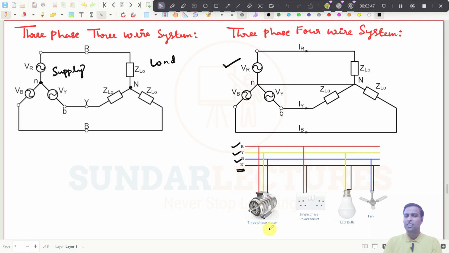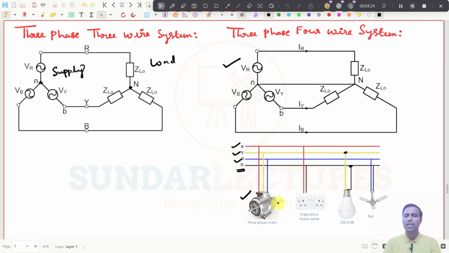See, if it is a 3-phase induction motor, then obviously R, Y, B will be there. You can directly connect R, Y, B, so that this 3-phase induction motor will run. And if you want to connect a single phase load like a fan or TV or a light, what we can do is connect one phase and connect it from the neutral. So this is the advantage of the 3-phase 4-wire system. We can use it for commercial purposes, and you can also use it as a single phase system. So that is the difference between 3-phase 3-wire system and 3-phase 4-wire system.